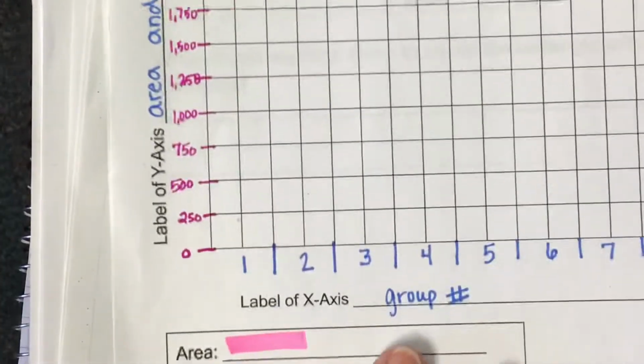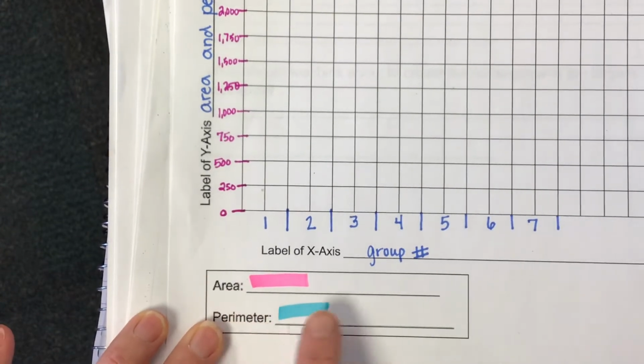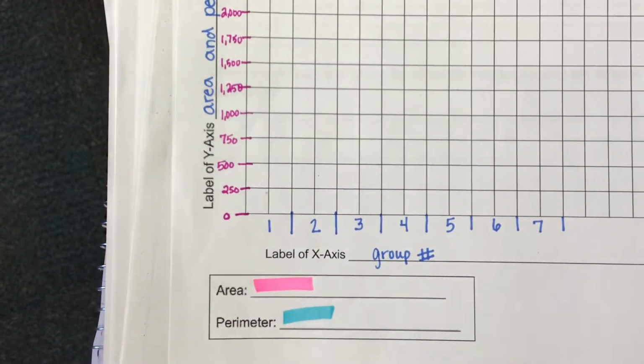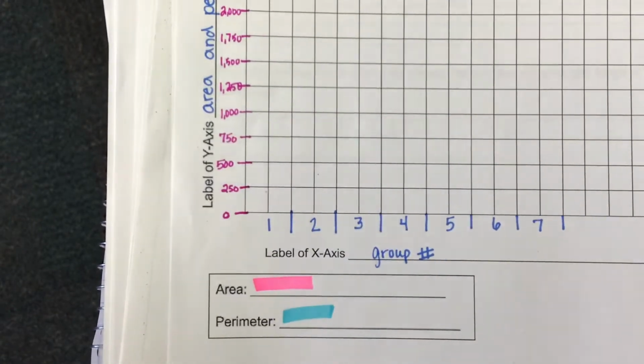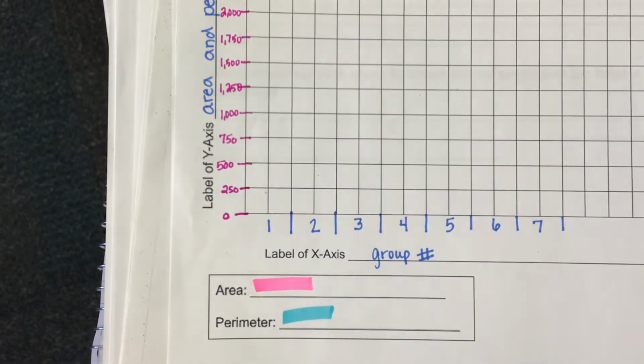Okay? We chose 2 colors. This is called a color key or a code. Okay? My area is going to be pink. So pick up whatever color of marker or crayon or colored pencil that you're using for area, and we're going to do all the area first.